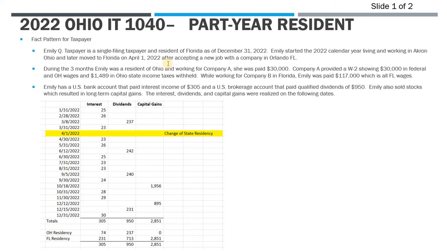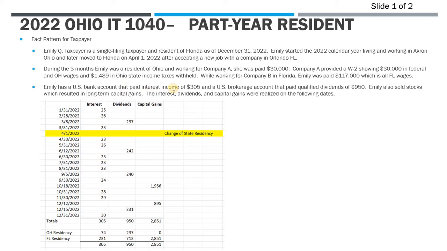During those first 3 months that she was a resident of Ohio and working for Company A, she was paid $30,000. At the end of the year, the company sent her a W-2 showing the $30,000 in wages. That's federal and Ohio wages. And she had $1,489 in Ohio state income taxes withheld. Then, when she moved to Orlando, she started working for Company B, and her wages for that company were $117,000, and that's going to be all Florida wages, right? So it's a Florida-based company. She's living and working in Florida, no longer spending any time in Ohio.